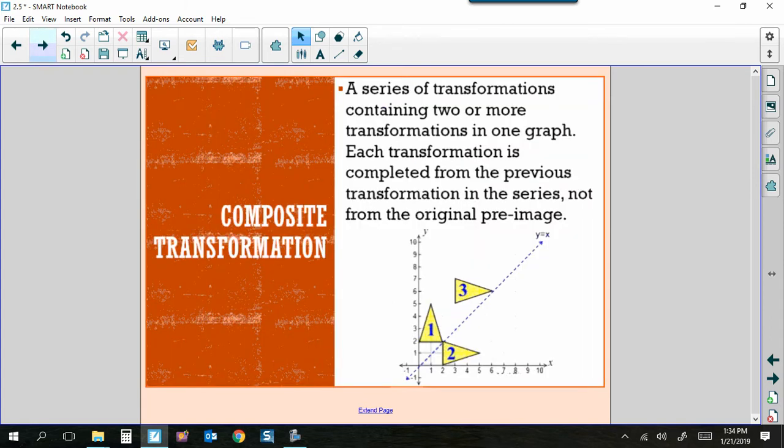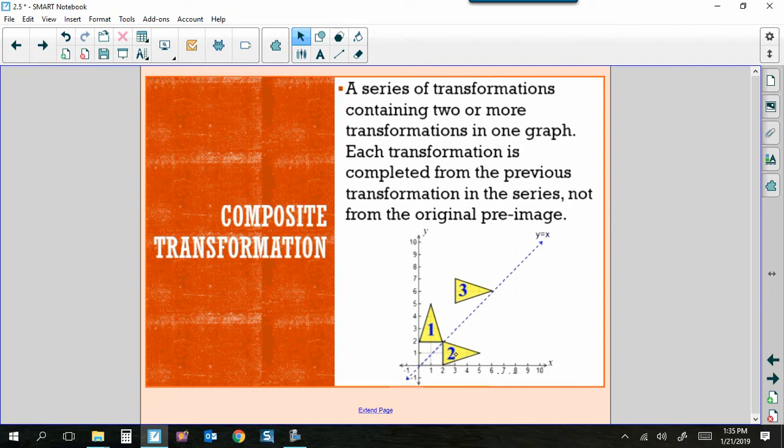A composite transformation is a series of transformations containing two or more transformations in one graph. So we are going to be doing translations, reflections, and rotations all within one problem. What is different about this than what we did in the previous three lessons is you are only going to use the initial preimage the first time, and then the next transformation will use the last shape you had, kind of like touch and go. You can almost think of a series of transformations like walking. You're always going to take the next step from the previous step.